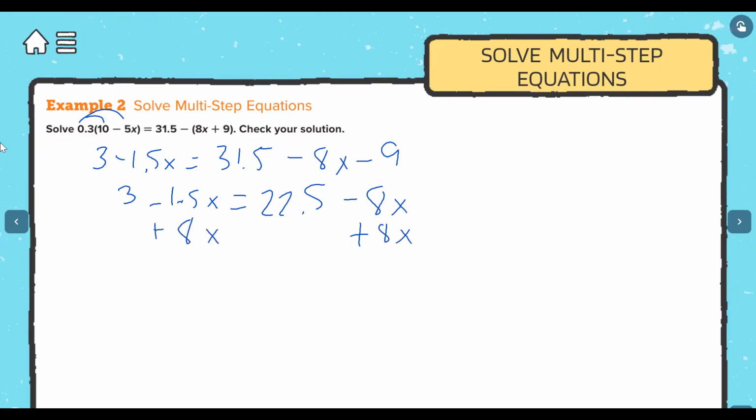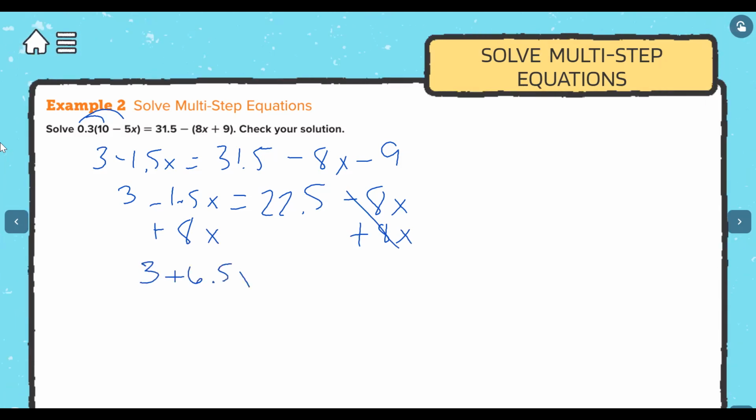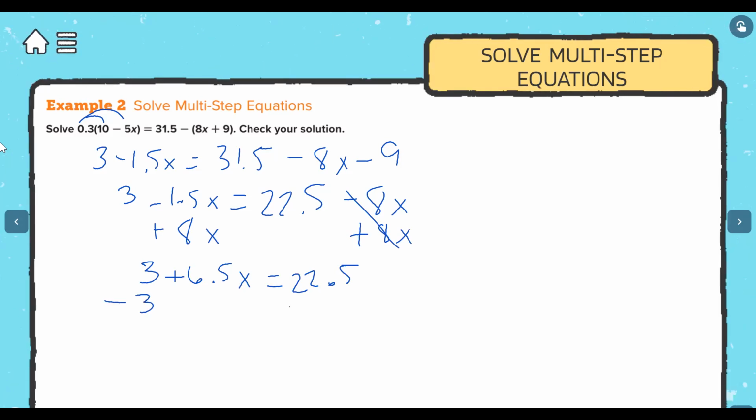Okay, this is what I did in the past. You can go back if you need to. And we have a 3 plus 6.5x. It's equal to 22.5. Okay, good. I was here. Now this 3 needs to go to the other side. So it's a positive. We need to put a negative so we can eliminate it. And then we have 6.5x. It's equal to 22.5 minus 3.